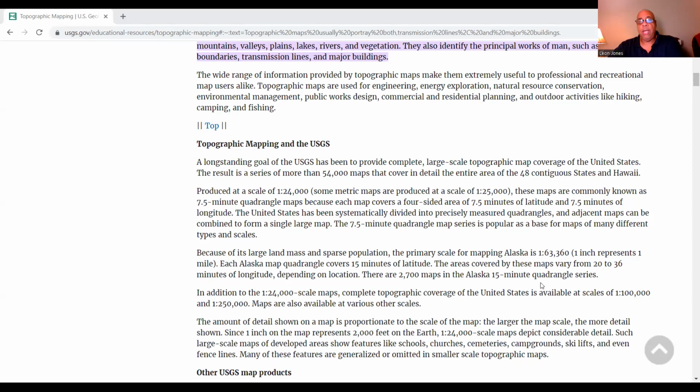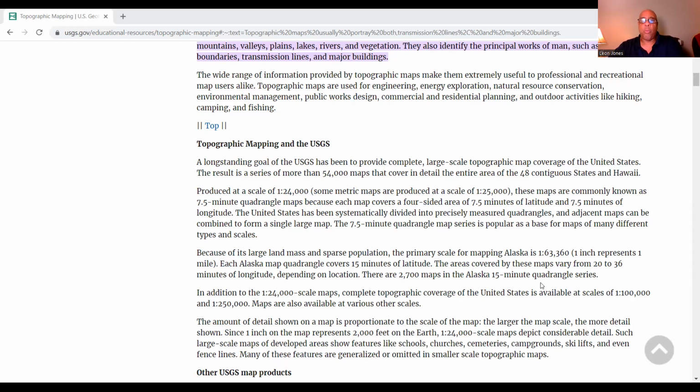types and scales. And because of its large landmass and sparse population, the primary scale for mapping Alaska is 1 to 63,360, or we say 1 inch represents 1 mile. Each Alaska map covers 15 minutes of latitude. The areas covered by these maps vary from 20 to 36 minutes of longitude, depending on your location, because there are 2,700 maps in the Alaska 15-minute quadrangle series.